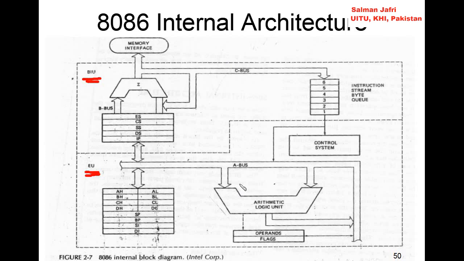Intel introduced the idea of parallelism in this processor because the BIU and the EU could execute parallel to one another, right? They could carry out operations parallel to one another.